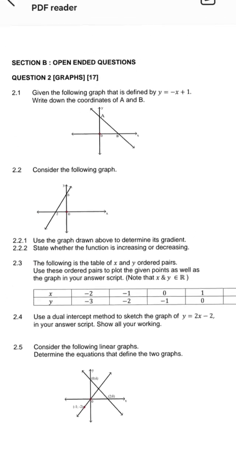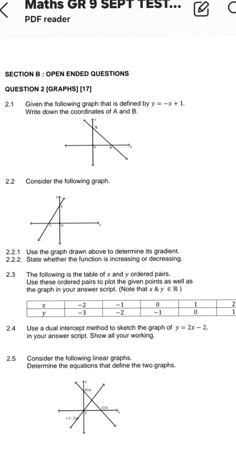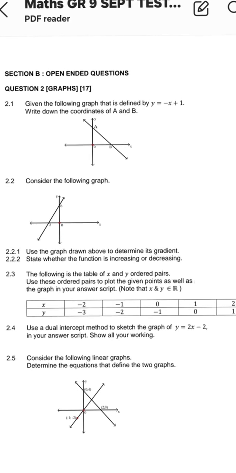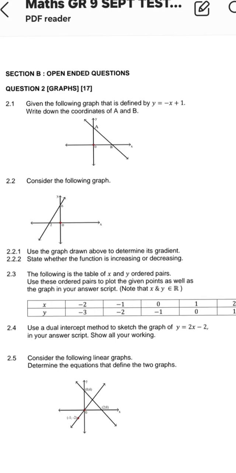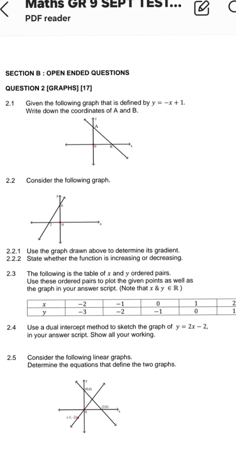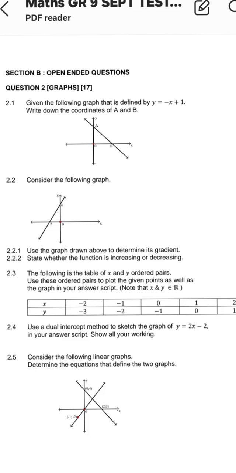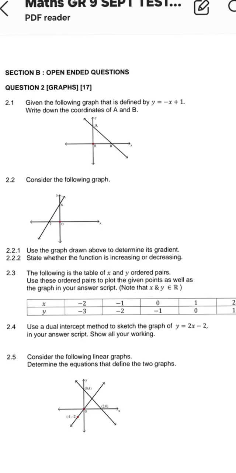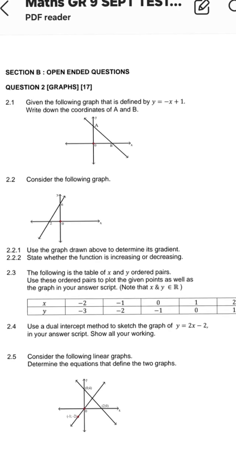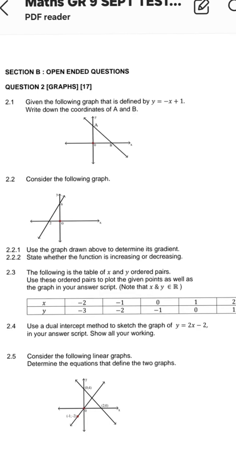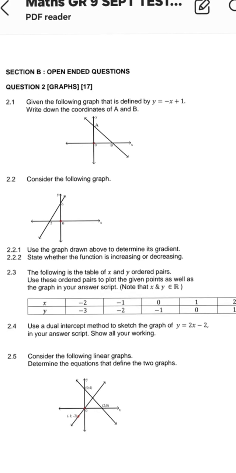Hopefully we can see, A is the y-intercept. That's where we let what? We let x be equal to 0. So if we let x be equal to 0 in the equation, then it means that we substitute 0, we get y is equal to 1. So the coordinates of A are 0 and 1. Make sense? 0 and 1.